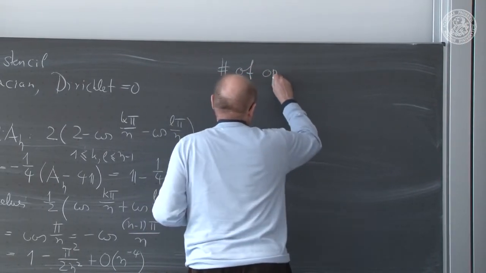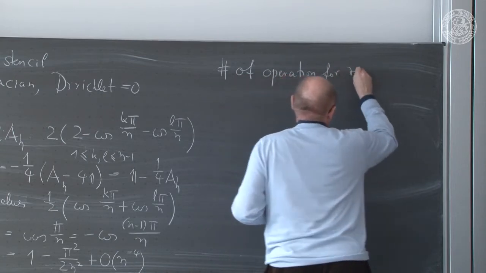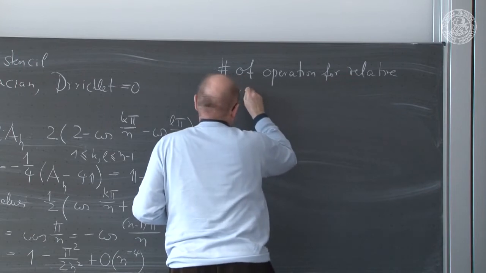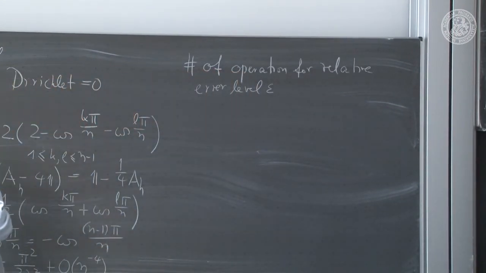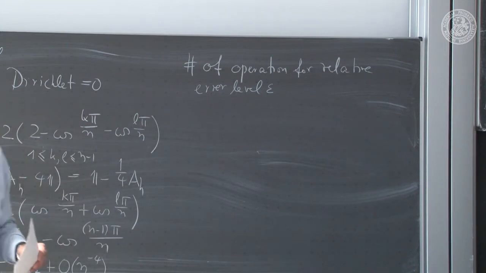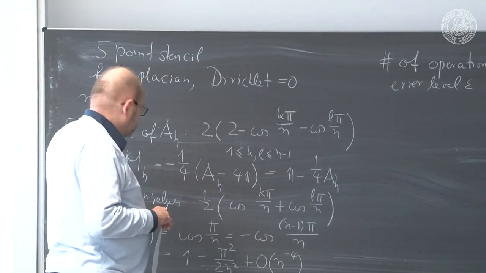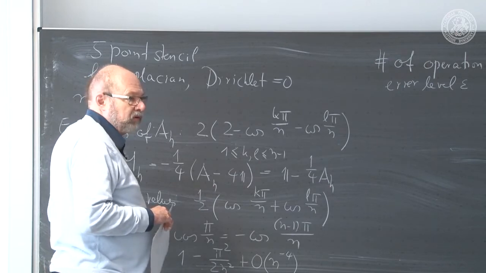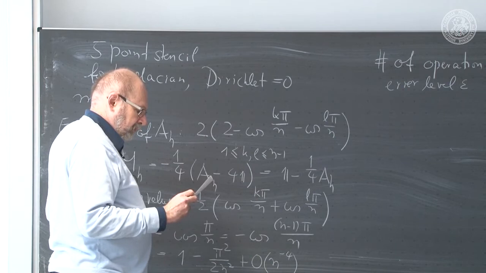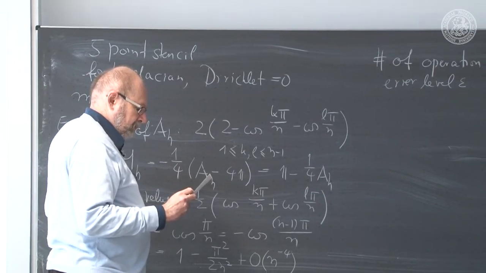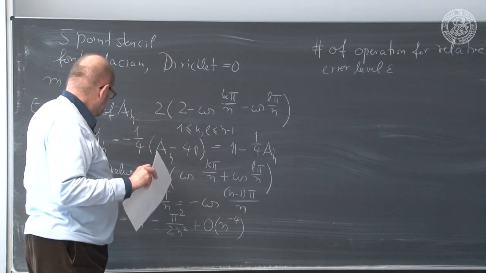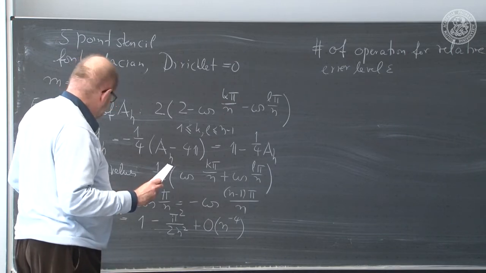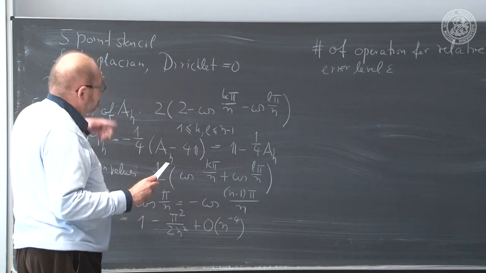The amount of operations which we need for a relative error level epsilon is, and then you have to take, so what do we do? We would like to have that this error is less or equal to an epsilon times the initial error. And what we can guarantee is that the error is less than the corresponding power of rho. So we have to assure that the kth power of rho is correspondingly less than or equal to epsilon times the initial error.